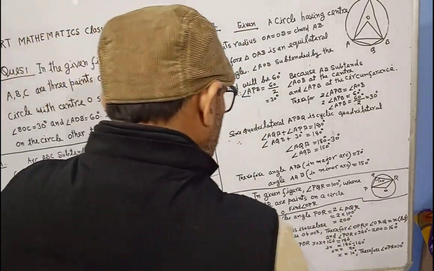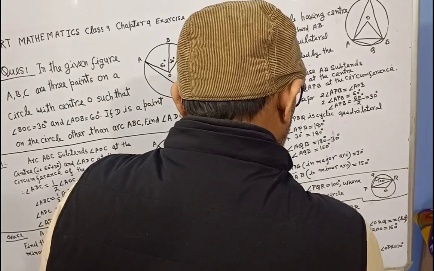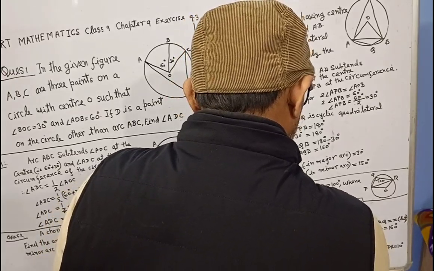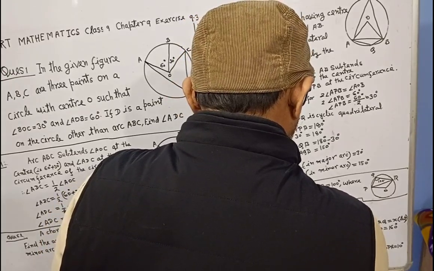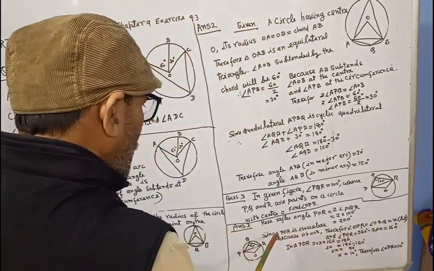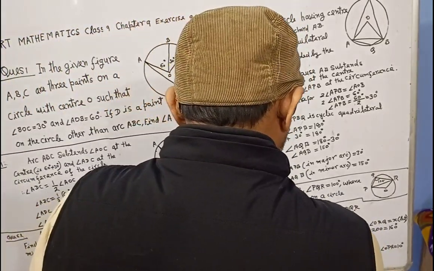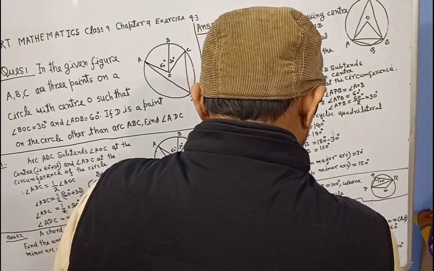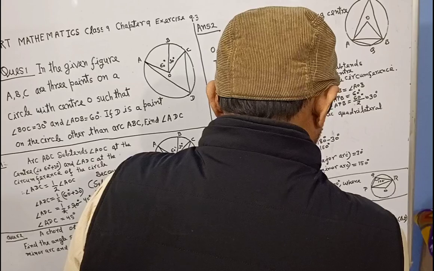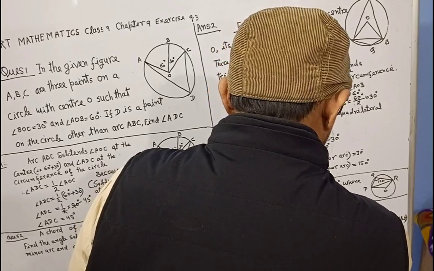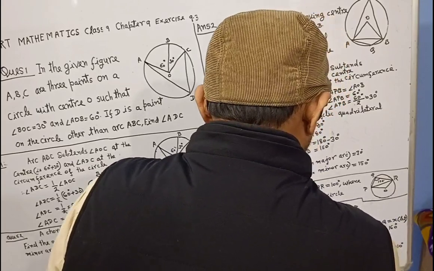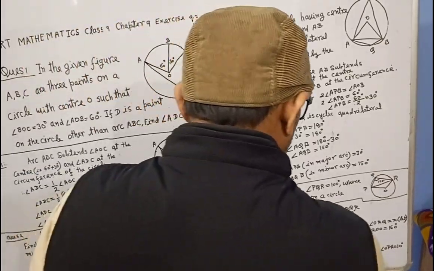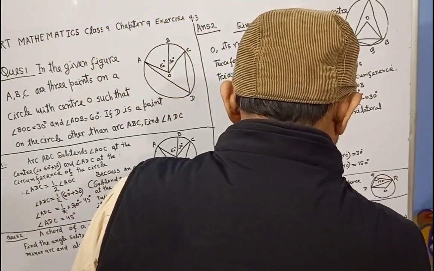Here, reflex angle POR is equal to twice angle PQR. 2 into 100 is equal to 200. Since triangle POR is isosceles because OP is equal to OR, therefore angle OPR is equal to angle ORP is equal to x each. And angle POR is equal to 360 minus 200, that is 160 degrees.